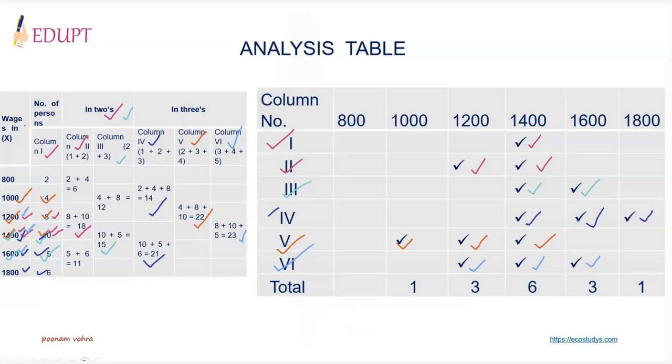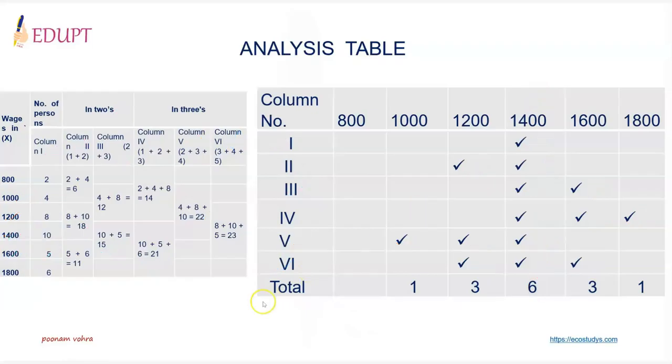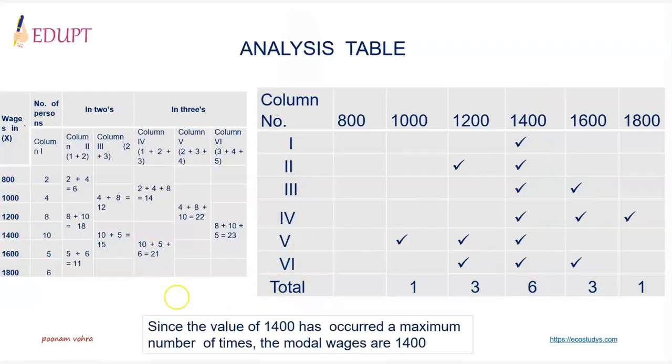And then we need to count these tick marks, and we find that the maximum tick marks are 6 for value 1400. So it implies that the modal wage is 1400 because this value has occurred the maximum number of times.